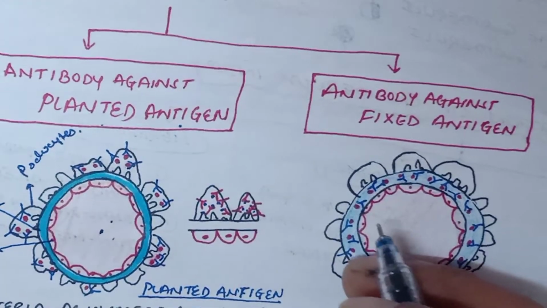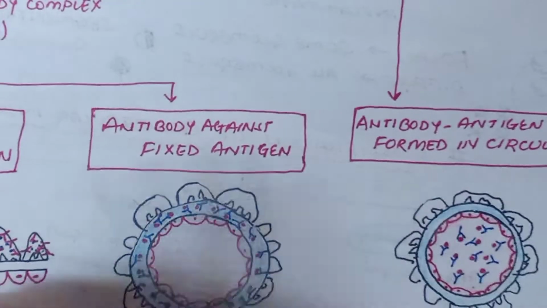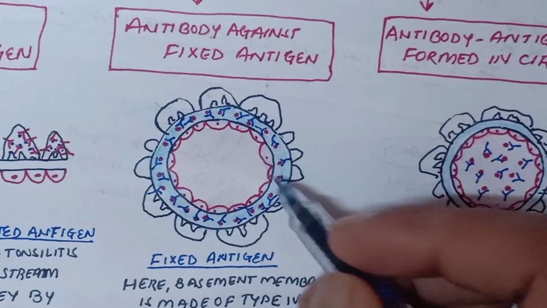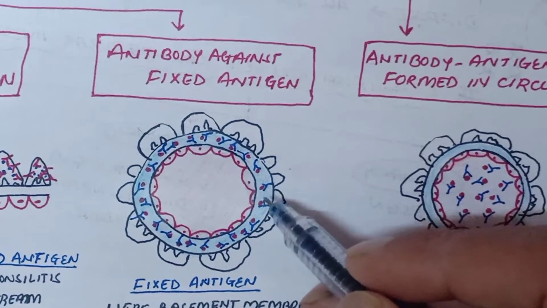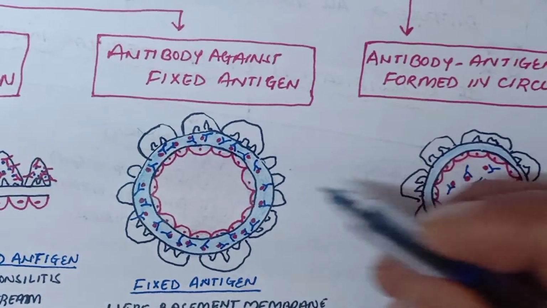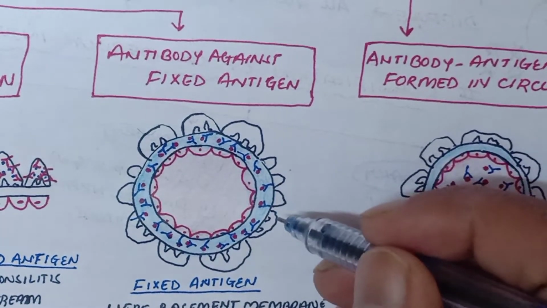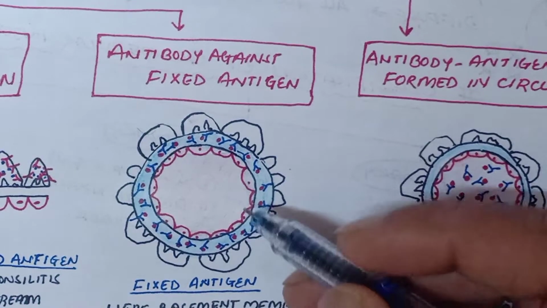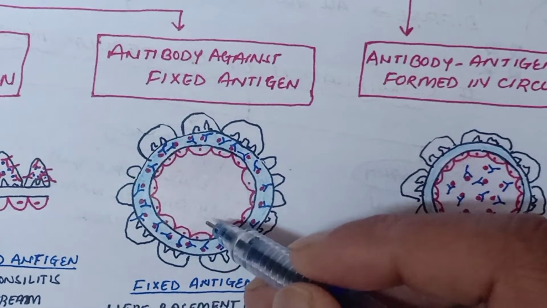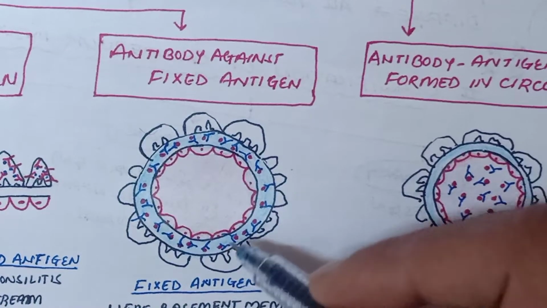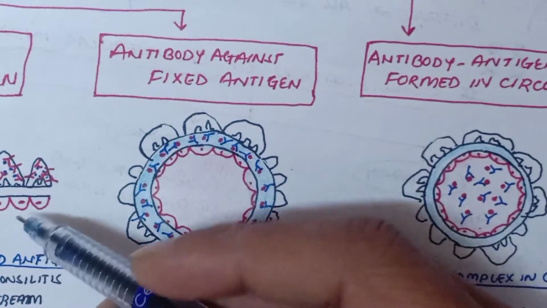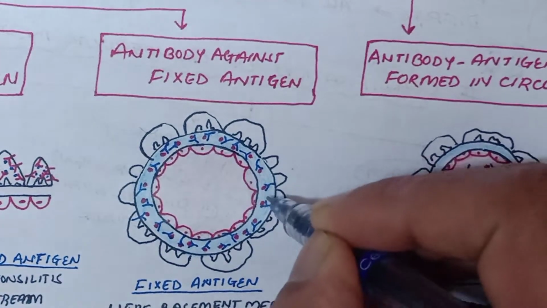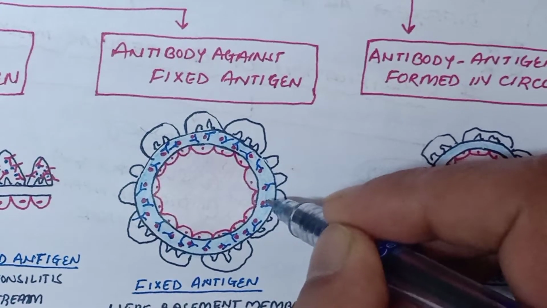Now coming to antibody against fixed antigen. In the previous case, bacteria was acting as an antigen, but in this case the basement membrane is made up of type 4 collagen. So here type 4 collagen of the basement membrane is acting as an antigen, so it is fixed. Now the human body is forming antibody against a self antigen. Here antibodies are formed not against a planted antigen as we had seen earlier, but against a fixed antigen, that is the type 4 collagen of the basement membrane.